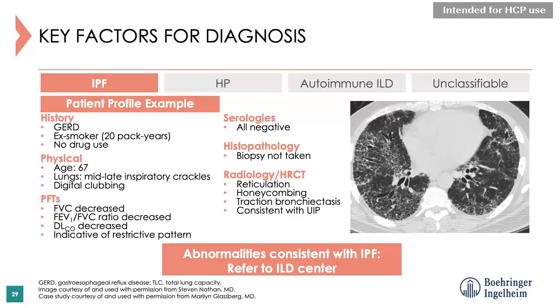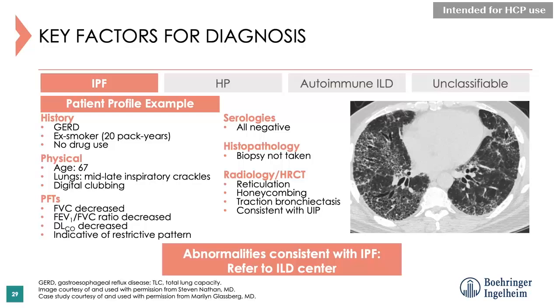This patient is 67 years old, has mid-late inspiratory crackles on exam, has clubbing, significant history of reflux, ex-smoker with a 20-pack year history, no drug use. The pulmonary function tests show a decreased vital capacity, a decreased ratio, decreased diffusion capacity, all of which is indicative of a restrictive pattern. The serologies are negative in this patient, indicating probably doesn't have autoimmune disease.